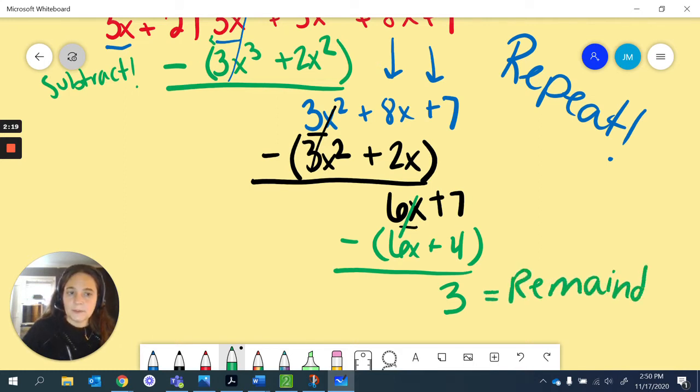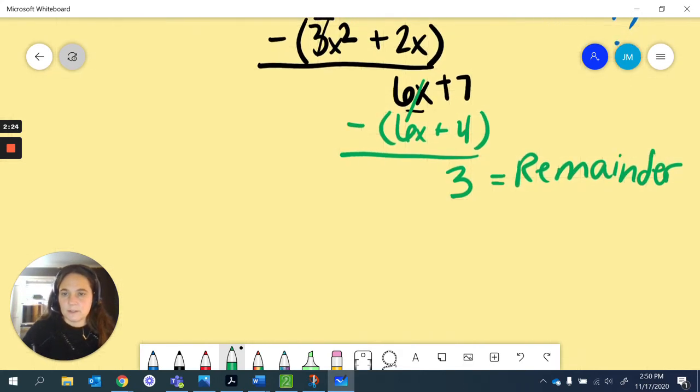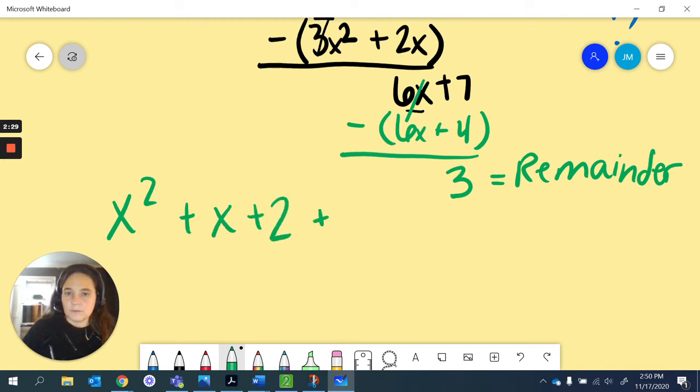So how we would normally write our final answer is x squared plus x plus 2, plus your remainder over your divisor, which was 3x plus 2. And there's your answer.